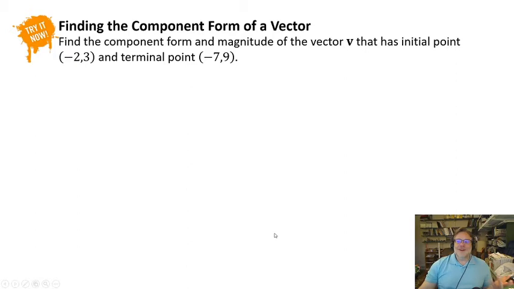So try this one yourself here. It's a very similar problem. Find the component form and magnitude of the vector v that has the initial point of this and the terminal point of this. Take some time for that.